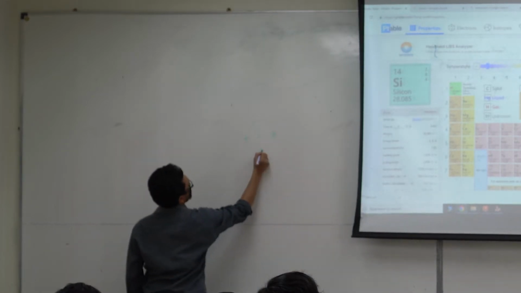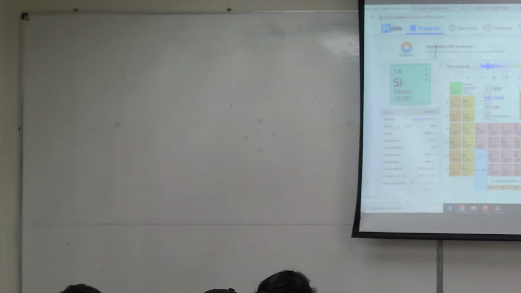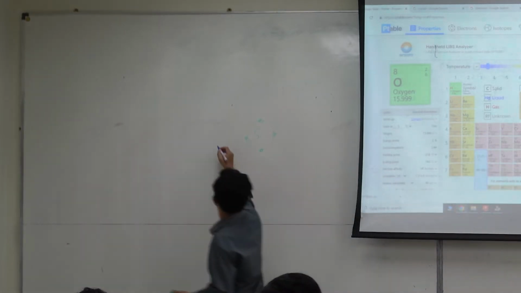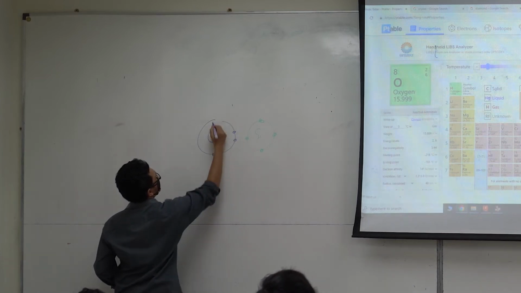1, 2, 3, 4. Four valence electrons. And oxygen has how many? Oxygen has 6 valence electrons. So oxygen has 6 valence electrons. 1, 2, 3, 4, 5, 6.